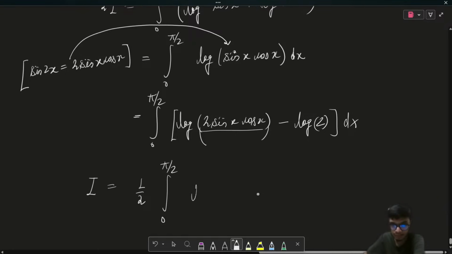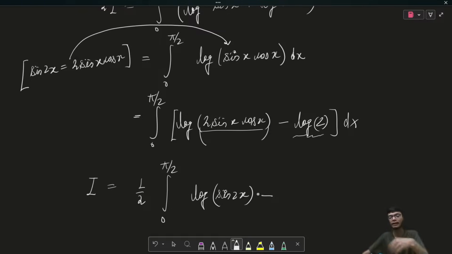This part is going to become equal to natural log of sine of 2x, and then a minus. Now this part I can just simply separate it out and integrate it. So this natural log of 2 will be the constant, and integration of dx from the limit 0 to pi by 2 is going to be equal to pi upon 2, right? So I will have this expression over here, and don't forget there is a half over here as well, right? So I have this particular expression over here now.